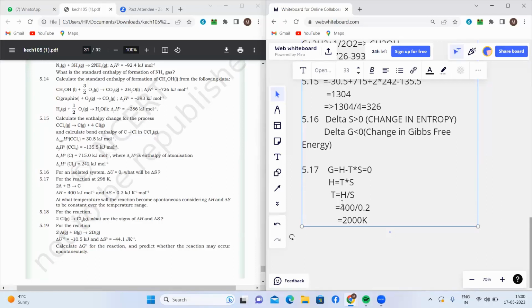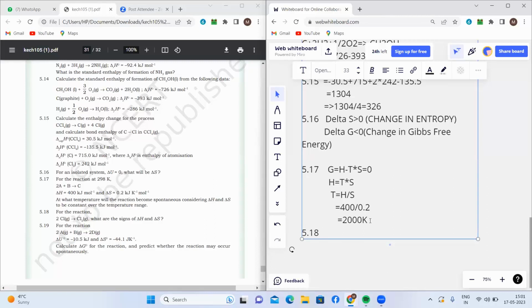So we have done G equal to H minus TS. This is the formula. अपन इसको जीरो के इक्वल किया तो यहाँ से आके H is equal to T multiplied by S और temperature निकालने के लिए temperature is equal to H upon S. H दिया हुआ है अपने को, S दिया हुआ है अपने को, तो बस अपना आंसर आ जाएगा. It's actually delta G and delta H. So its final answer is delta H divided by delta S that is equal to 2000 Kelvin. ठीक है, चलो नेक्स्ट क्वेश्चन चलते हैं.